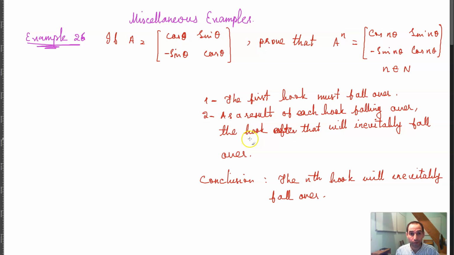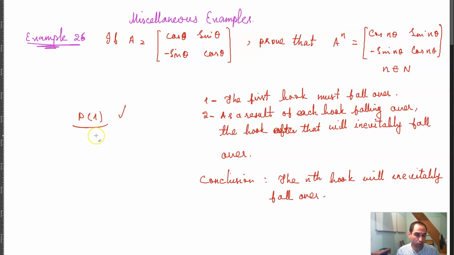So in the principle of mathematical induction, I'm going to have to show that for whatever situation I have, the first case, meaning that the first book falls over, which in the language of mathematical induction we usually call P of 1, is true.